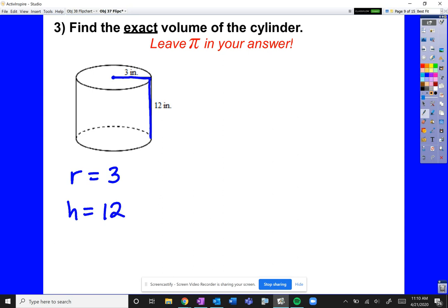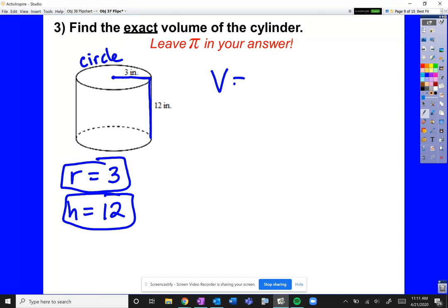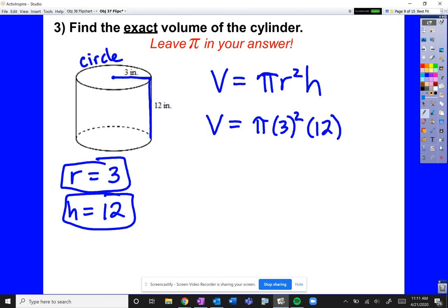So remember, radius has to be a part of a circle. So this radius of 3 is our radius because it shows going from a circle out to the edge. Okay, so here we go. Here's our volume formula. Pi r squared h. So we're going to leave pi. The radius is 3 squared times our height of 12. Leave pi, right? It's just we're gonna slap it on the end there.